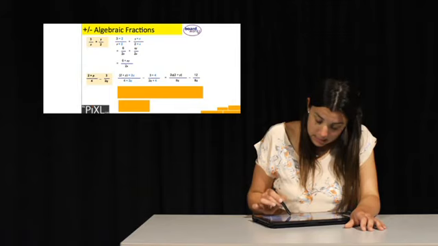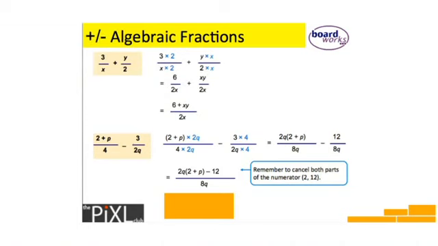If we look at the next step, we then have 2q, bracket 2 plus p, that's the first numerator from the first term, subtract 12, the numerator of the second fraction.